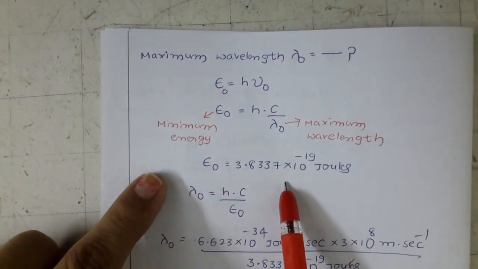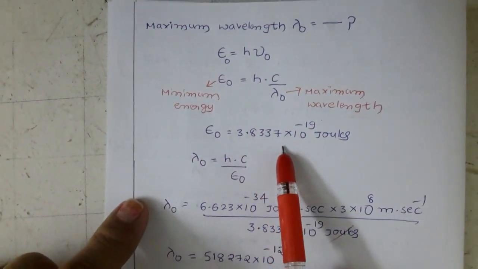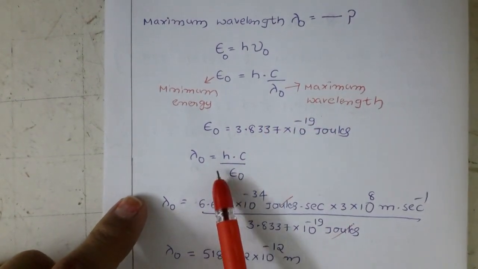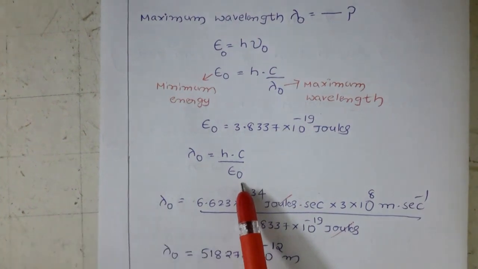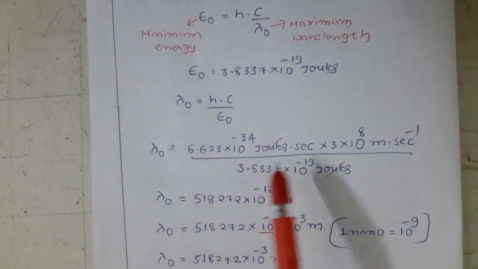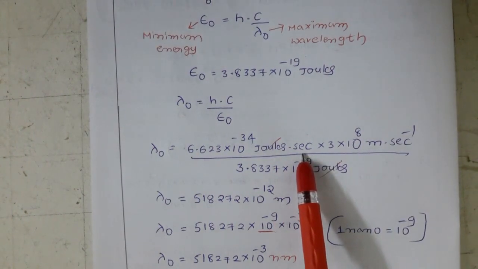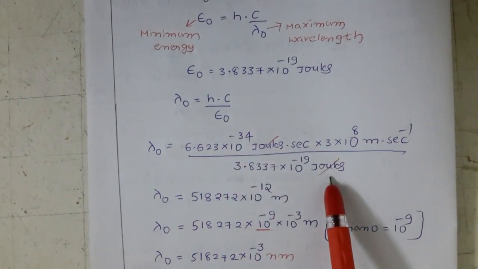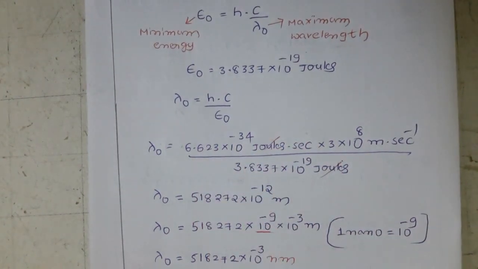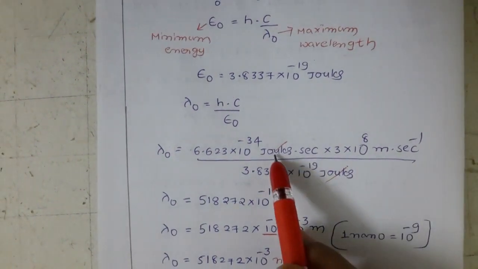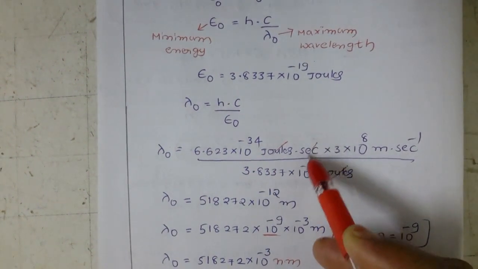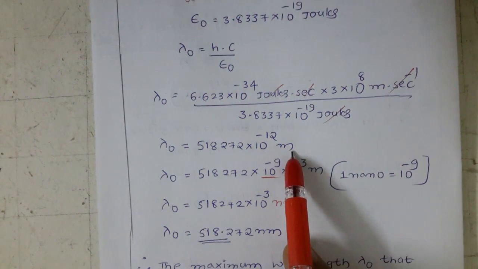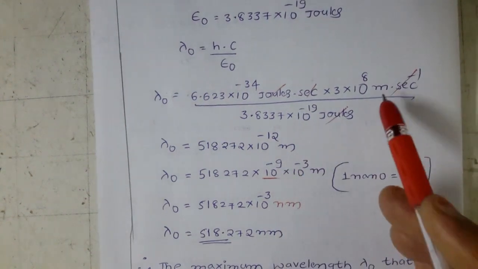Already E naught value we got, how much? 3.8337 into 10 to the power of minus 19 joules. Now substitute the values in this equation. Lambda naught equals hc divided by E naught. Now h is Planck constant. We are taking again joule second, because MKS units. c value in MKS units and E naught already in joules. Now substitute the values. Now go for the cancellation of units. Joules will get cancelled, second inverse will get cancelled. Now you know very well lambda unit could be meters, nanometers, angstrom. So here it will be only meters.